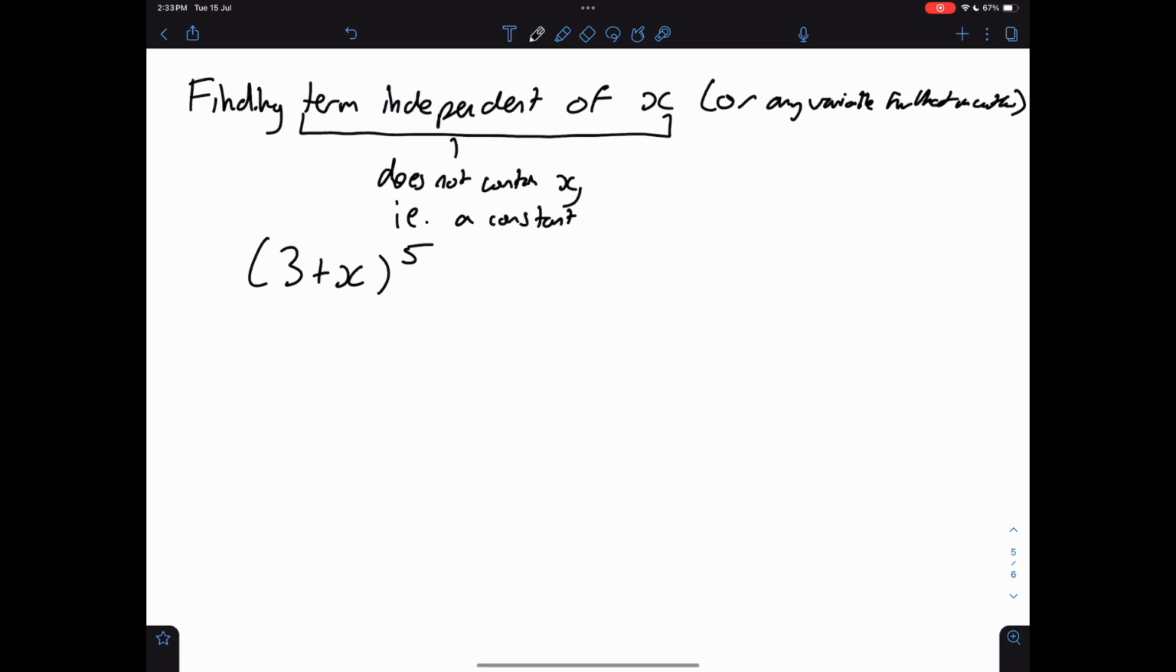So what about the example (3x plus x) to the power of 5? Very simple example. This is very easy because, well, we know that we have a constant term in the bracket anyway, so the constant term would just be 3 to the power of 5, which is 243.